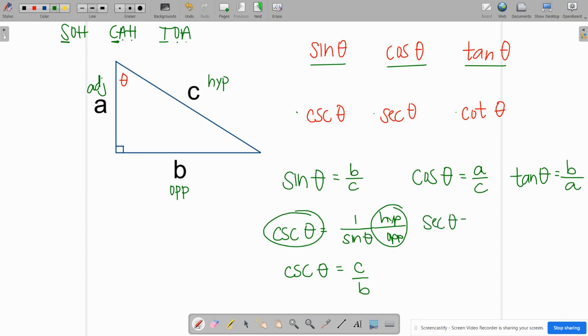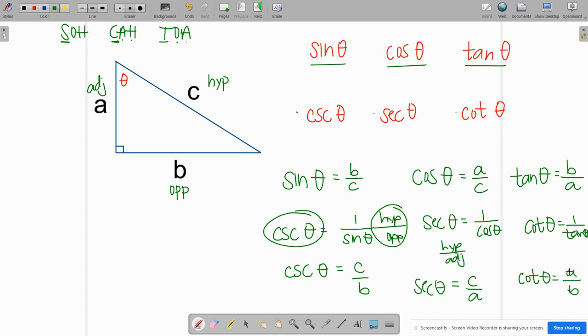Secant is the reciprocal of cosine, so it's 1 over cosine of theta. Well, if cosine of theta is adjacent over hypotenuse, then that means secant is hypotenuse over adjacent. And that would be C over A. And again, we could have just said, okay, if cosine is A over C, then secant is C over A. And then cotangent is the reciprocal of tangent, so 1 over the tangent of theta. Or if tangent is B over A, then that means that cotangent is A over B. And if tangent is opposite over adjacent, then cotangent is adjacent over opposite.